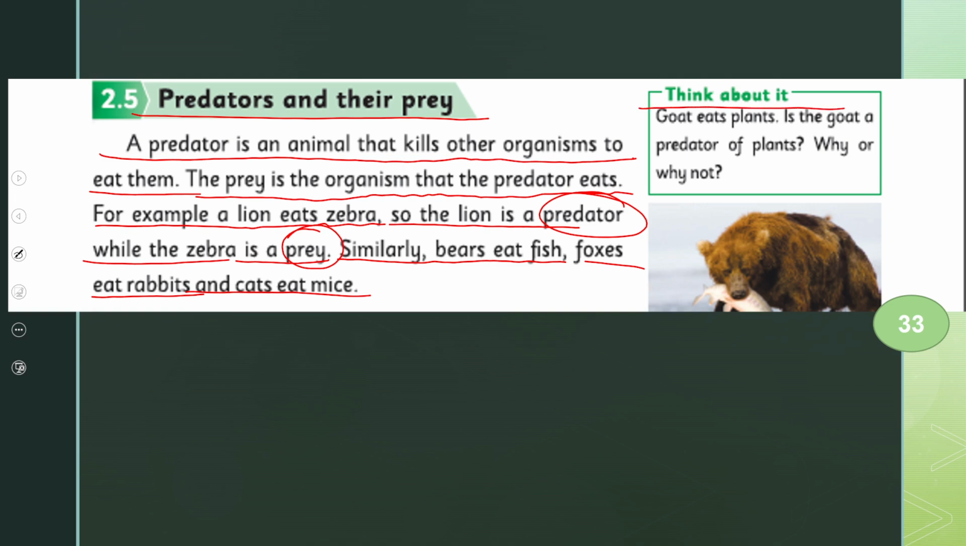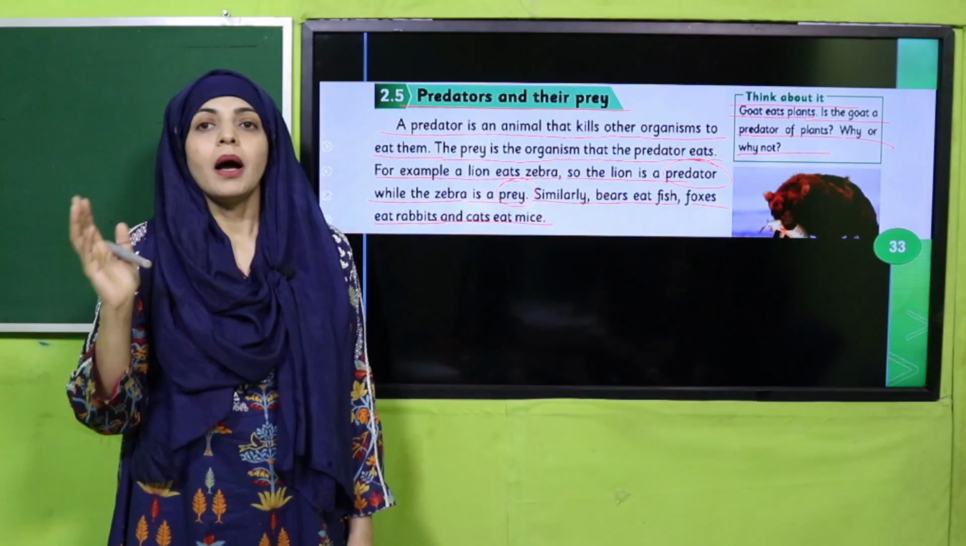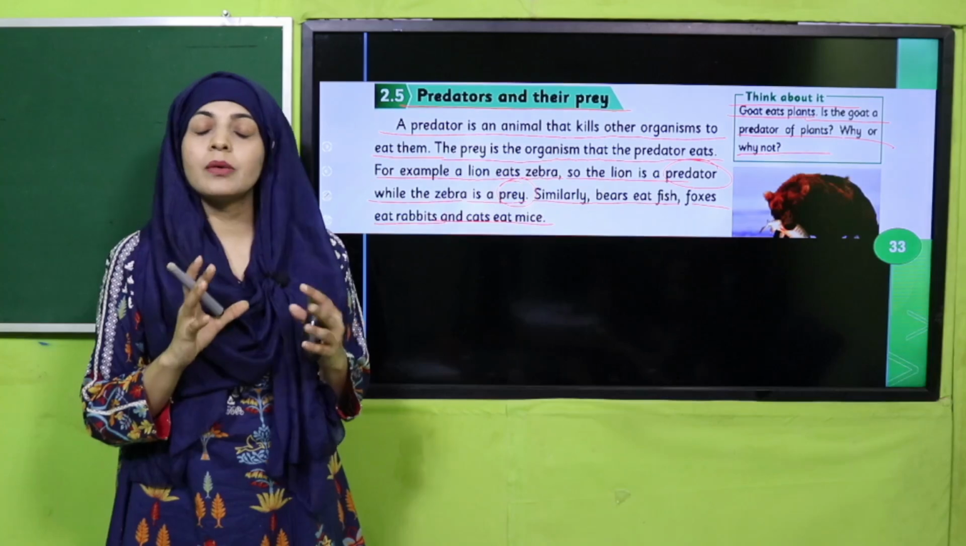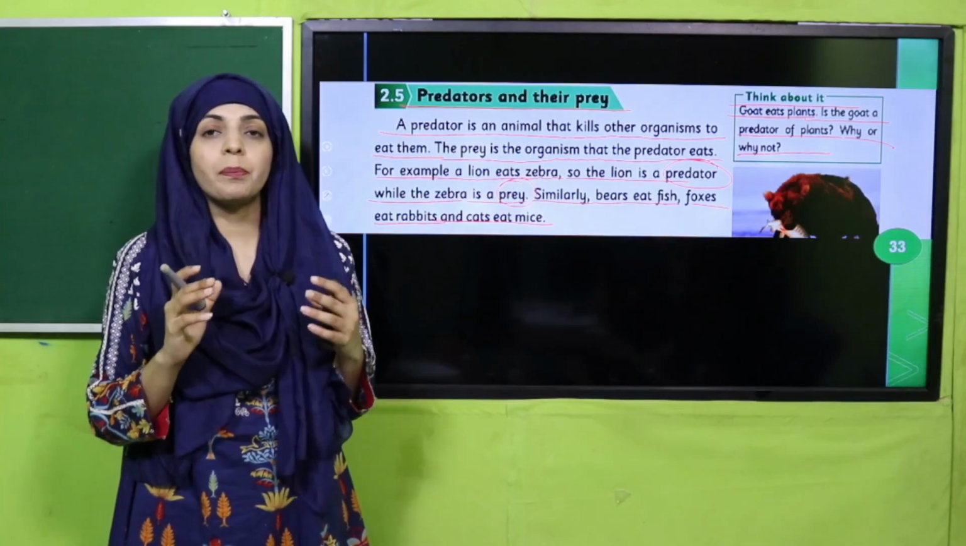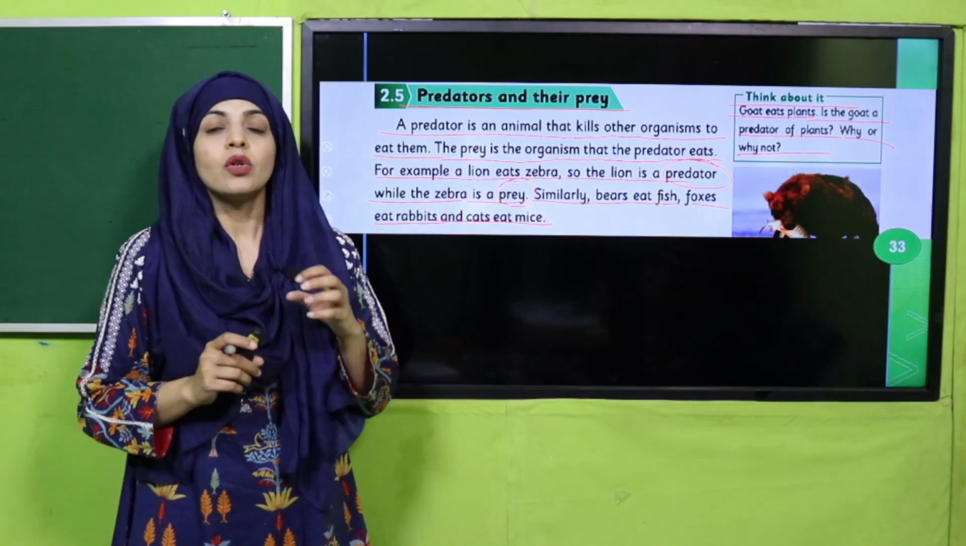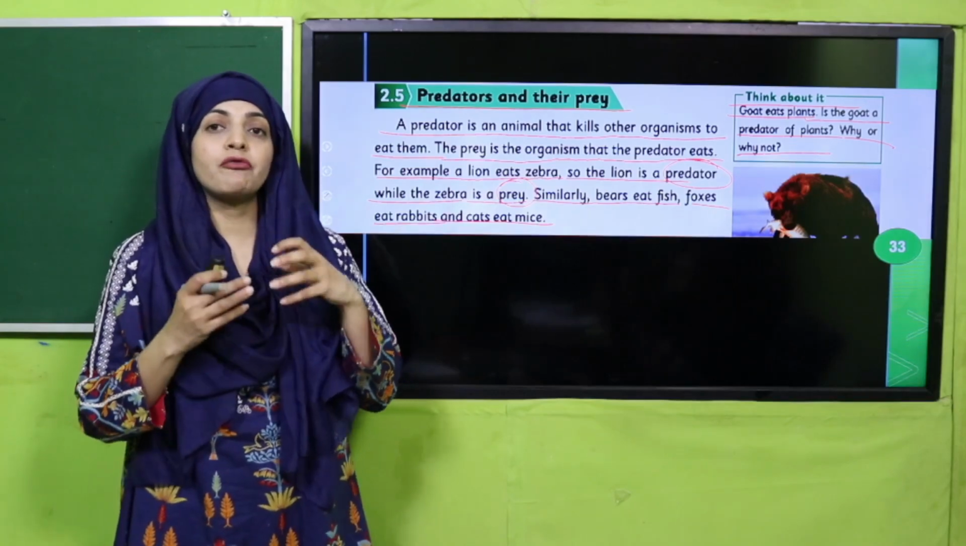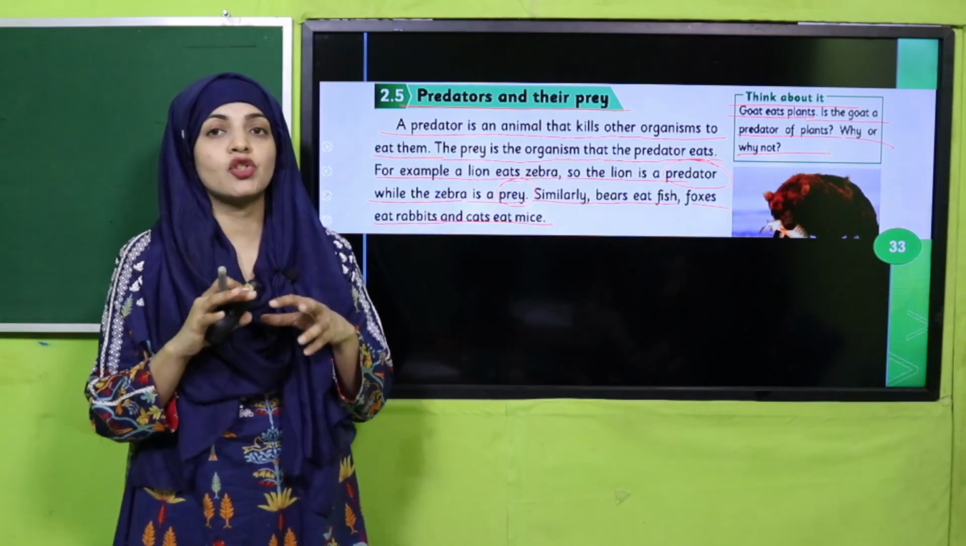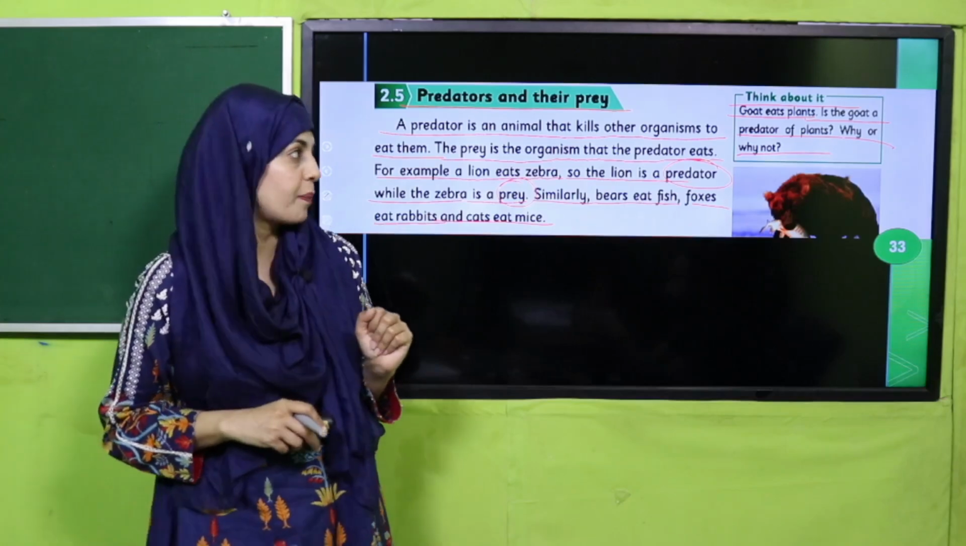Think about it. Goat eat plants. Is the goat a predator of plants? Why or why not? Quickly think and tell me. No, a goat is not a predator because plants make their own food. So that is how the animals which feed on other animals, that relationship is called predator and prey relationship.